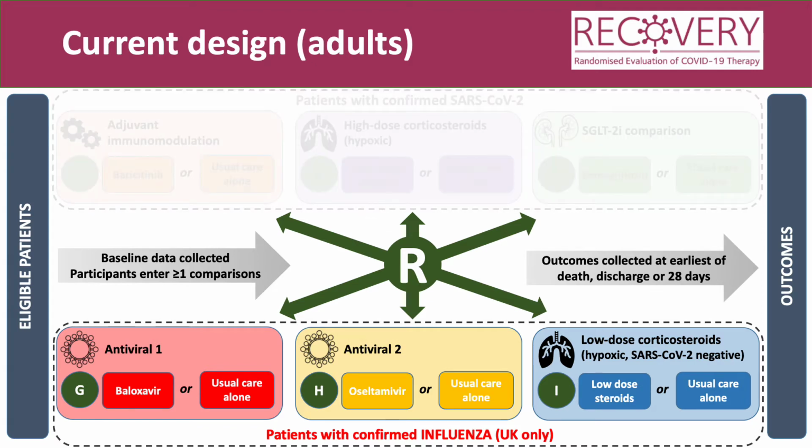No new COVID comparisons have been added with the inclusion of flu, and this training is just about the new flu comparisons, labelled here as G, H and I. These consist of 2 oral antivirals, oseltamivir and a newer drug called baloxavir, as well as dexamethasone at the usual COVID dose of 6 mg daily. I'll now talk about each of these in turn.